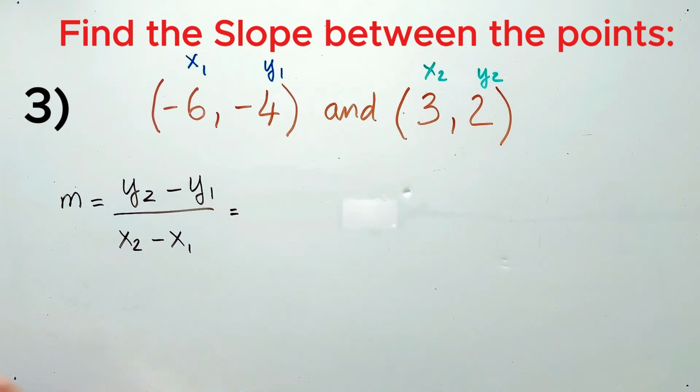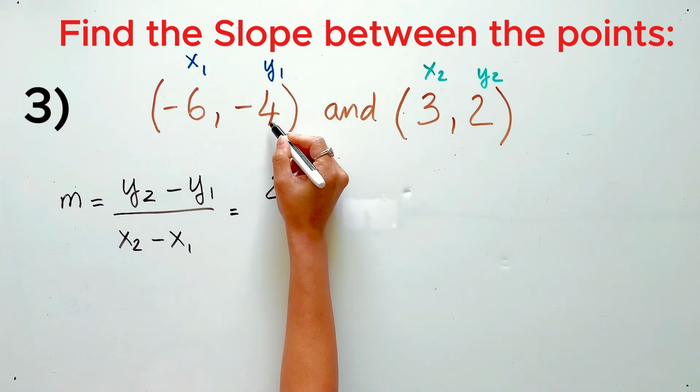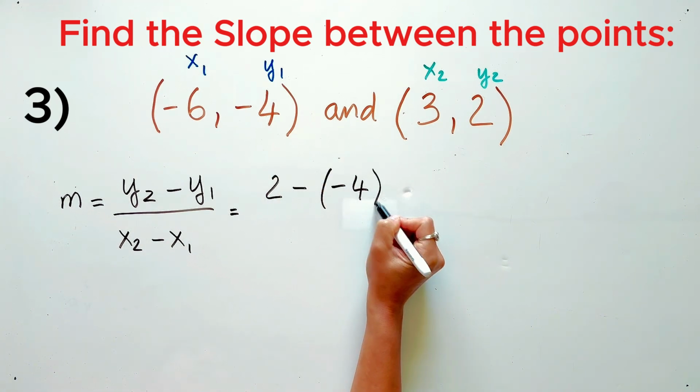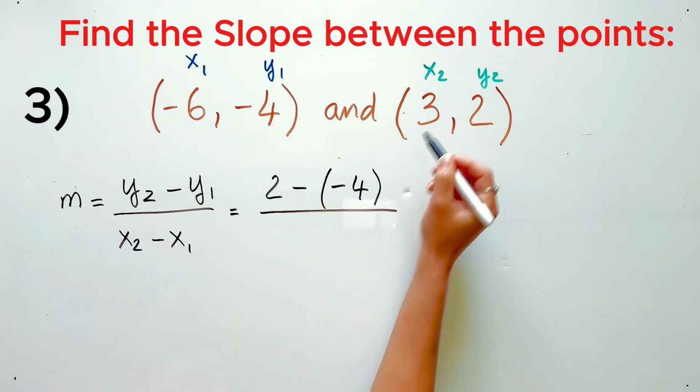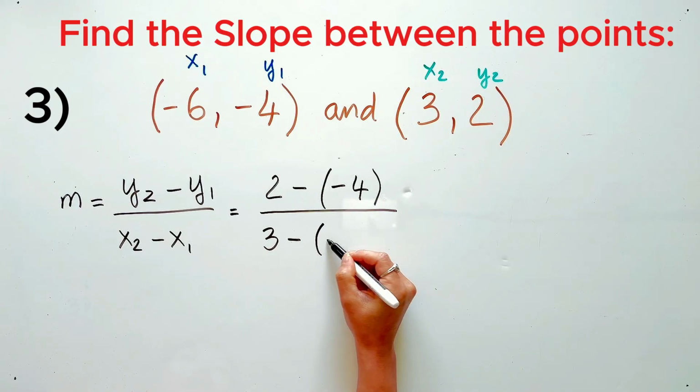Now we will substitute in. So 2 minus -4 over 3 minus -6.